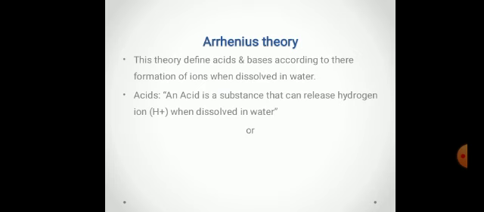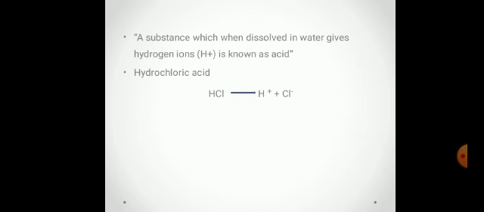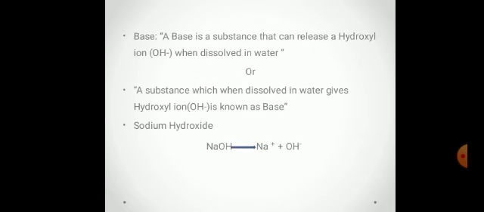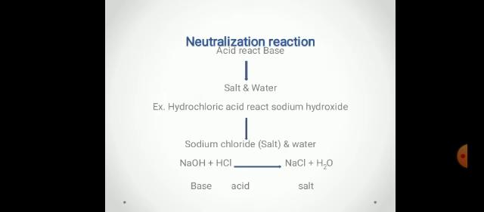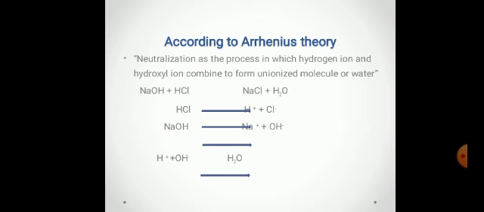So according to Arrhenius, an acid is a substance which, when dissolved in water, produces H plus ion. And according to Arrhenius theory, a base is a substance which, when dissolved in water, produces OH minus ion. And what is a neutralization reaction? When acid reacts with base, it produces salt and water. And according to Arrhenius theory, what is neutralization?